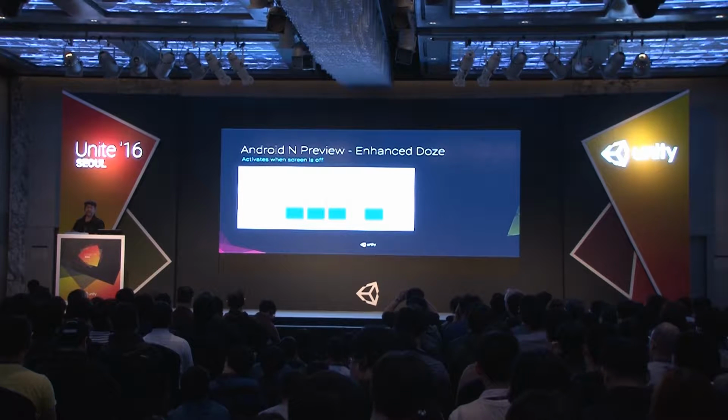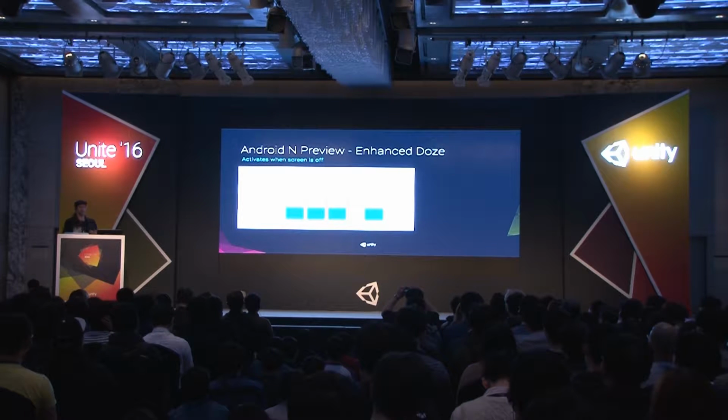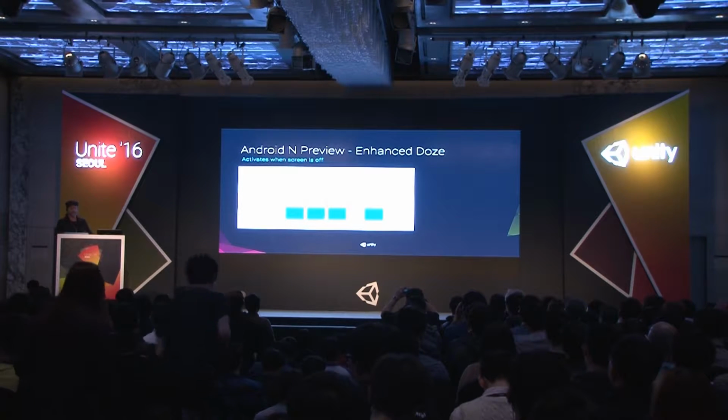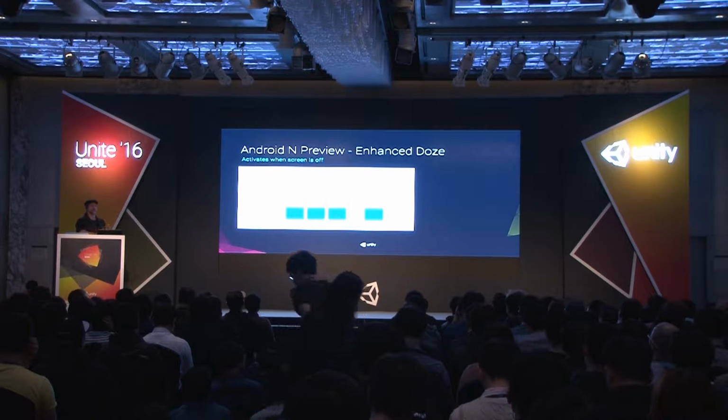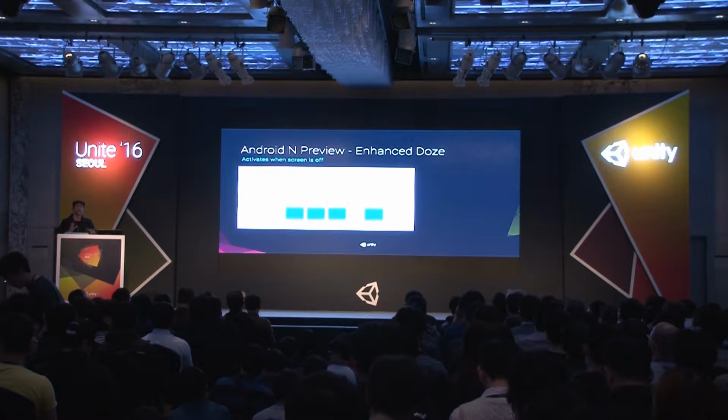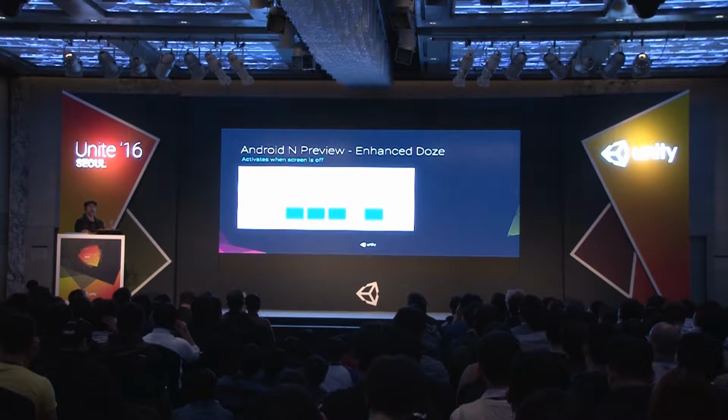Doze Extreme now activates shortly after the screen turns off, and all network access and background jobs are restricted into maintenance windows that happen every few minutes. But in this lighter weight mode, alarms, wake locks, and Wi-Fi scans all happen normally. All of the other Doze best practices still apply, such as taking advantage of Google Cloud Messaging, Job Scheduler, and GCM Network Manager.